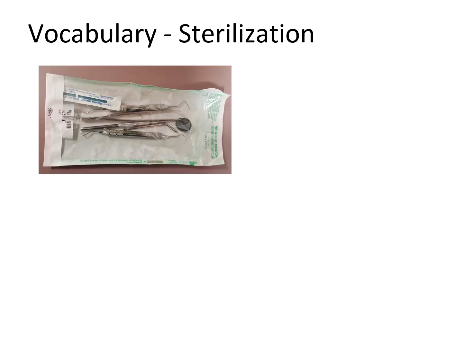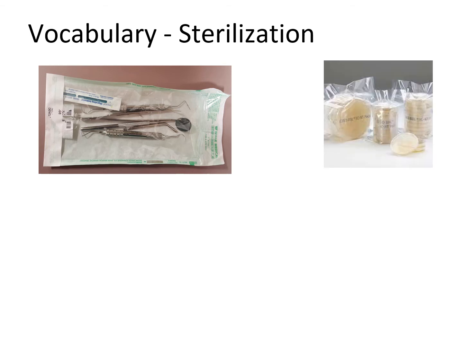Surgical equipment is the first example of things that are actually sterilized. So surgical equipment or dental hygiene equipment, this needs to be sterilized before it's used on the patient. So absolutely no microbes should be present on this before it's used. A second example is equipment in a laboratory. So all the media we use is sterilized. And also before you use the loop, you need to sterilize it by flaming it in the Bunsen burner. So in a laboratory setting, there are things that are sterilized.